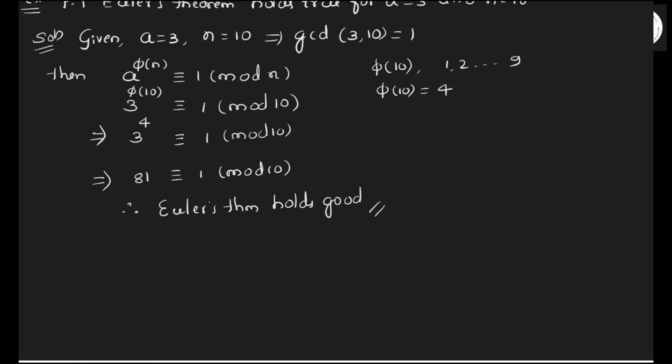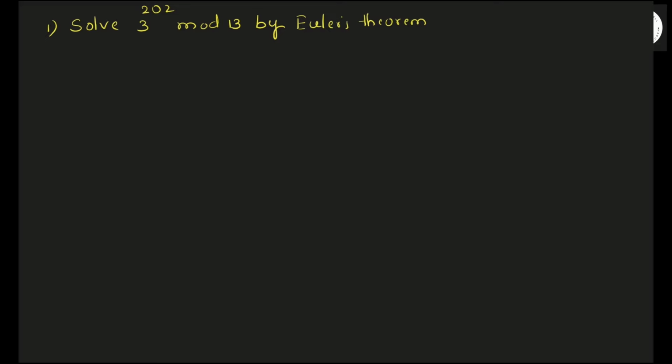Now, using Euler's theorem, we'll solve some examples. Now, the problem is: solve 3 raised to 202 mod 13 by Euler's theorem. Using Euler's theorem, we need to find this. Okay. Solution.